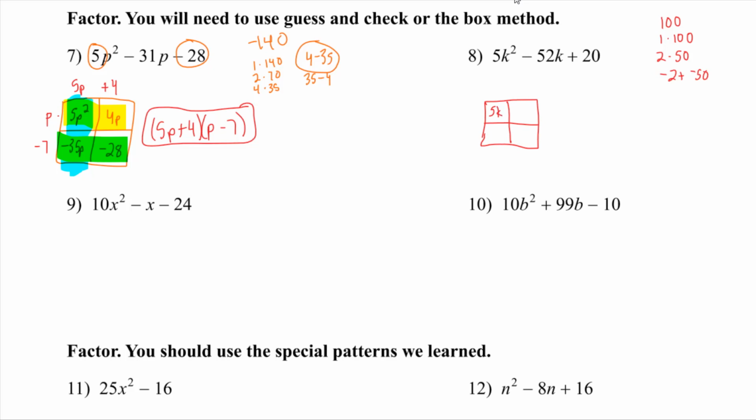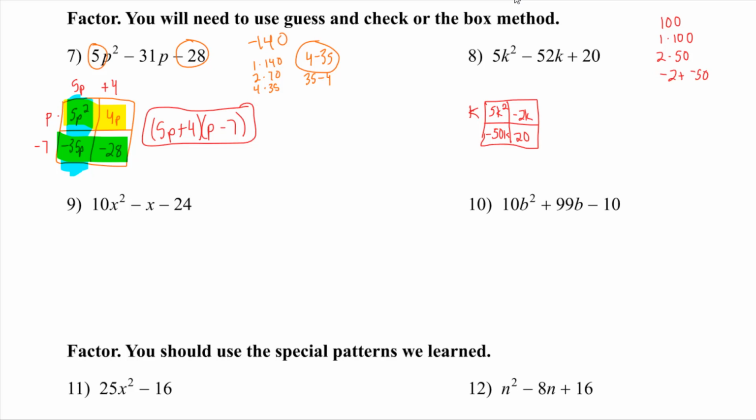So 5k squared and 20, and then negative 2k and negative 50k. I'm going to look at the top two here and say, well, they don't have a number in common. They have a k in common. Also, I've glossed over the fact in this section that none of these have a greatest common factor that we can take out. If we did, we would do that first. Like, if I could divide all of these by 5, it would be much easier to take out a 5 from all of them and then try to factor again than to go through the box method.